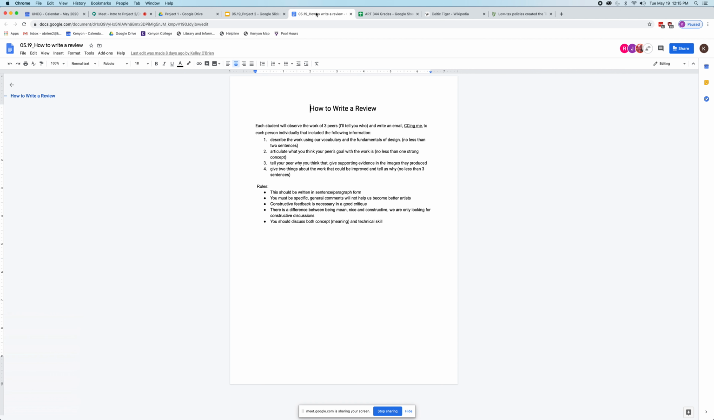So we need to be constructive. We don't want to say, that's cool, that's pretty, that's nice. And you should also discuss not only technical skills, are they doing masking well? Are they creating interesting patterns? Is this an open or closed composition? Is there nice arrangement of objects on the screen? But also concept and meaning. What is the content that we're seeing here? What is the narrative? What is the story they're telling us? And so those are all things that you should discuss in your written review.